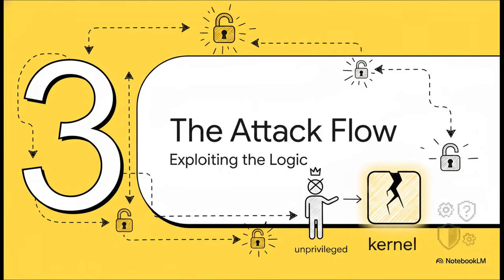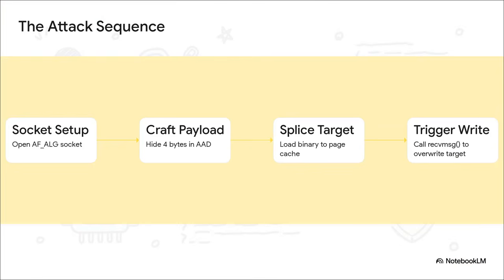Okay, Section 3, the attack flow. Let's walk through the mechanics of how an attacker actually exploits this logic. Here is the exact step-by-step sequence. First, the attacker uses a tiny 732-byte Python script to open an AF_ALG socket. Second, they craft a payload, cleverly hiding 4 bytes of malicious shellcode inside the associated authenticated data of a network message.